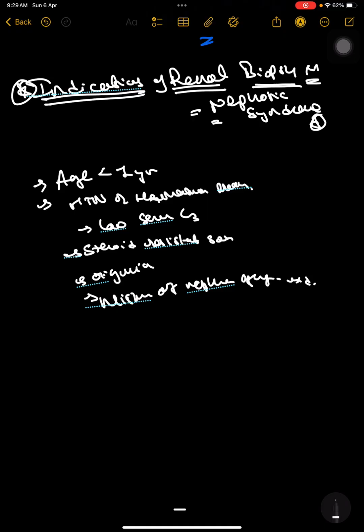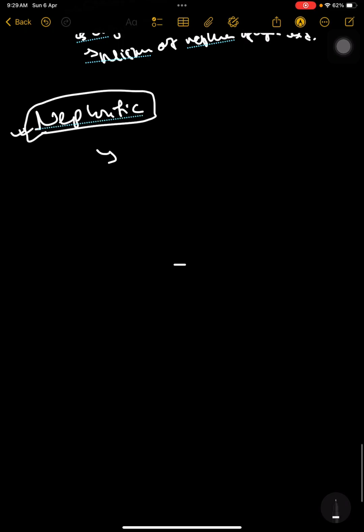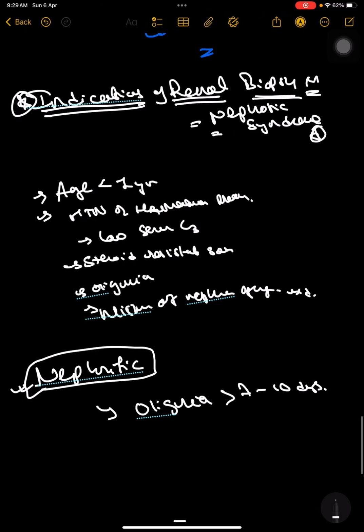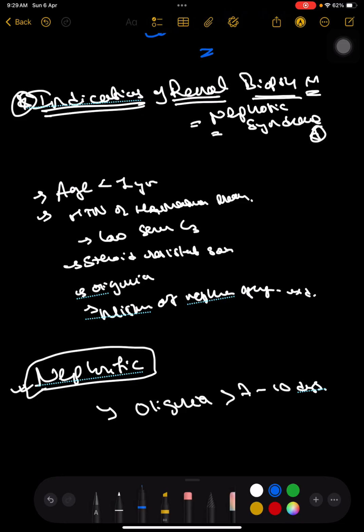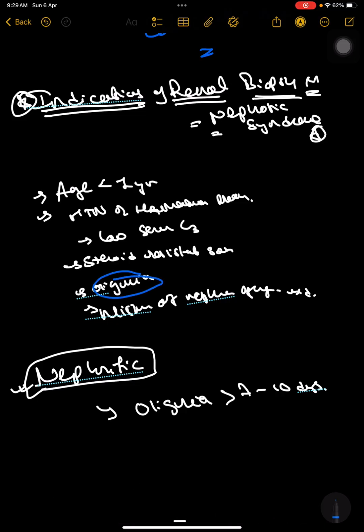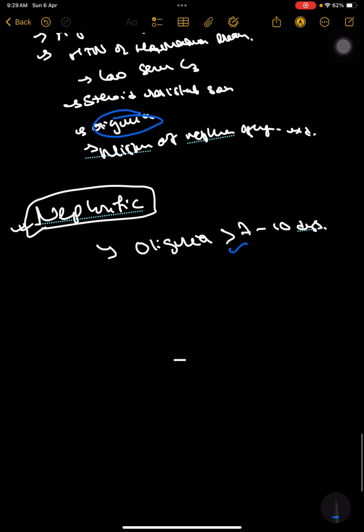Whenever we talk about nephrotic syndrome, these become the indications of biopsy. In the case of nephritic syndrome, it is slightly different. If oliguria is for more than 7 to 10 days, you are going to go for biopsy.